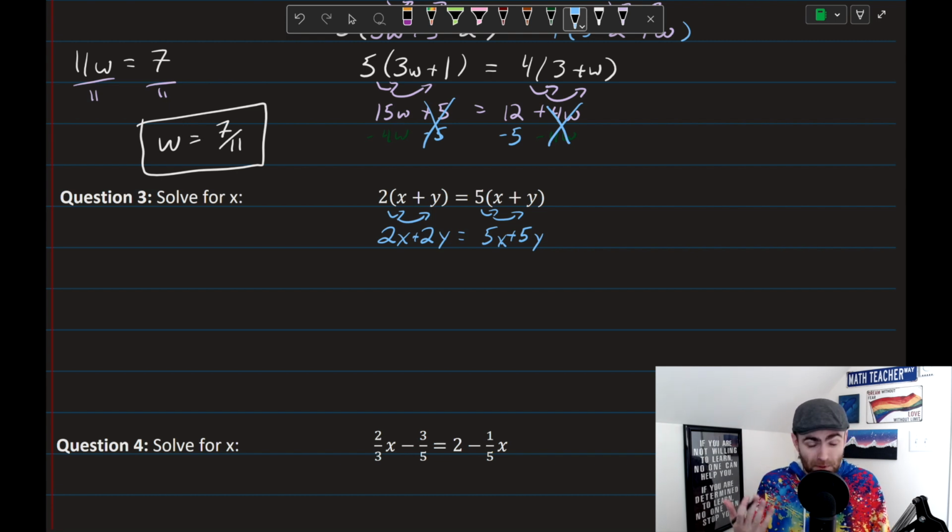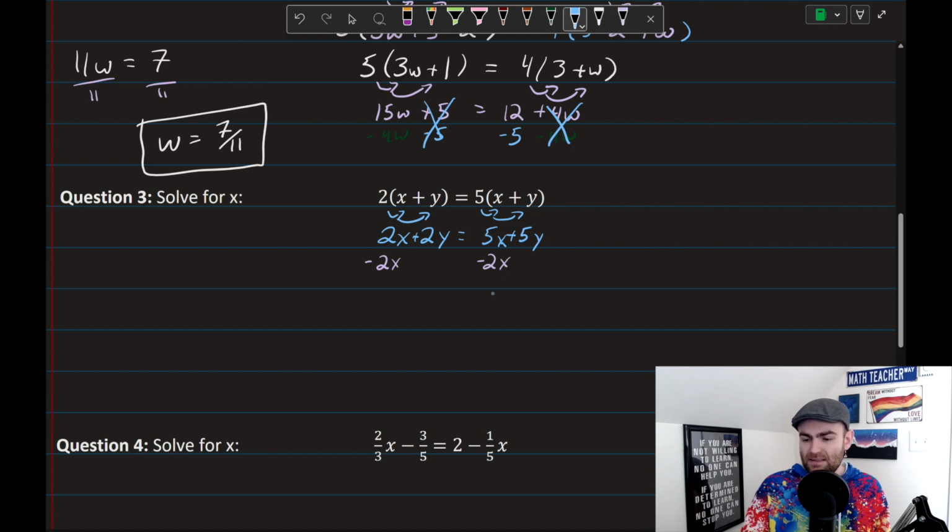Now, again, I like to keep the variable I'm solving for positive, so I'm going to subtract 2x from both sides so that I end up with a positive 3x on the right. And in the same step, I'm going to move the y's to the left-hand side. So I am going to subtract 5y, cancels out on the right, but on the left, we have 2y minus 5y, so we have negative 3y. And to get the x alone, to isolate it, we can divide by 3.